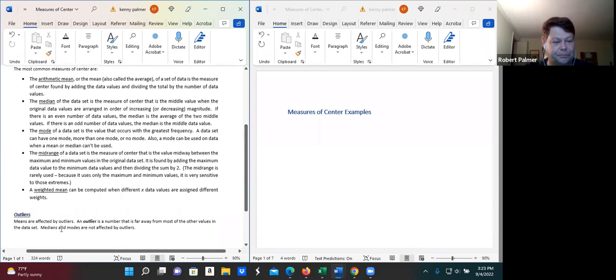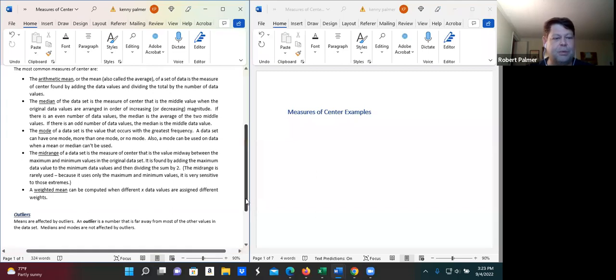A data outlier is a number that's far away from most of the other values, either high or low. It could be one outlier, it could be a few. They're called outliers because they lie outside the bulk of the data. A lot of times, if you plot the data in some way, they'll show up. There can be more than one outlier. Why this is important is that, as we'll see, means are affected by outliers. They can be pulled in that direction, but medians and modes are not.